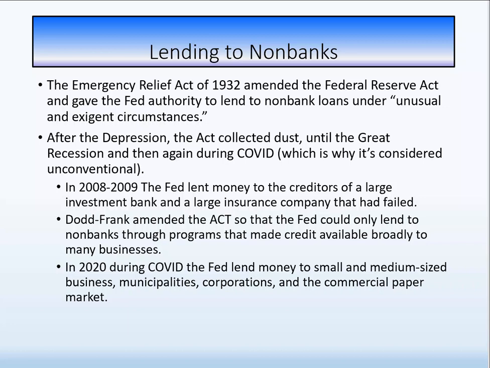So afterwards, the Dodd-Frank amended the Emergency Act so that the Fed could only lend to non-banks through programs that made credit available broadly to many businesses. And that's exactly what happened in 2020 when COVID hit. The Fed lent money to small, medium-sized businesses, municipalities, corporations, and even the commercial paper market.